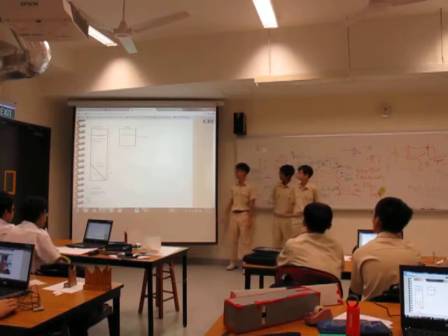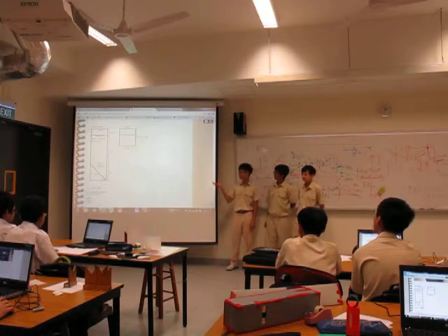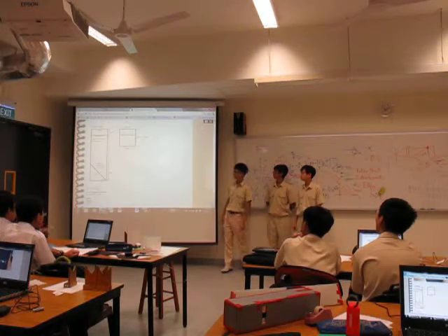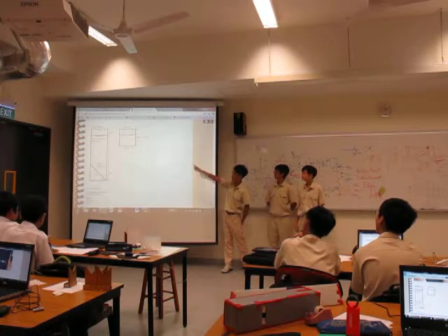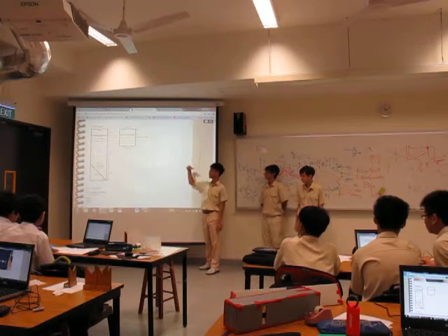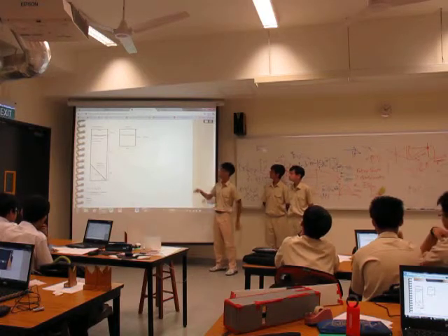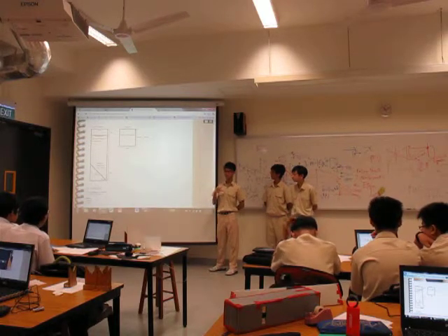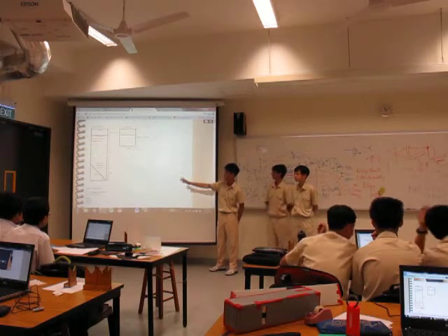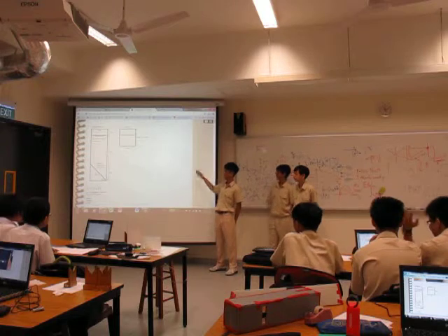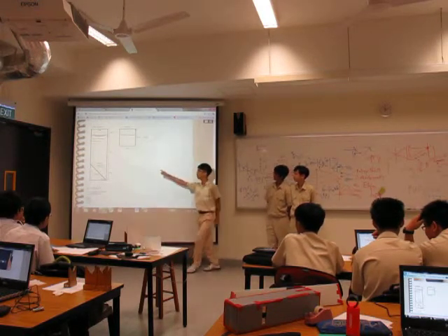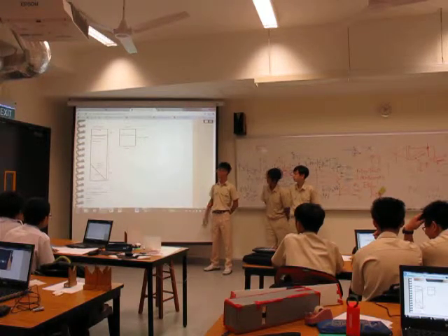Okay, this is our cross section of our model. Basically, the idea is for the light from the sun to enter the box. After that, the lens will magnify the light rays and they will hit the mirror, which will reflect onto this surface, the paper. There's a hole on the other side to observe the image on the paper.